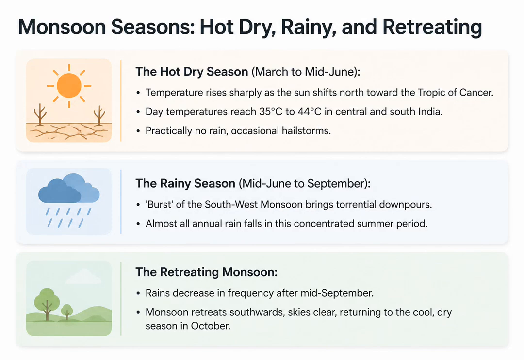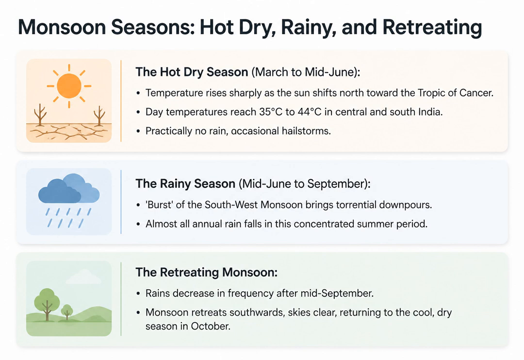Following the winter, we enter the hot, dry season from March to mid-June. As the sun shifts north toward the Tropic of Cancer, temperatures skyrocket, often hitting 44 degrees Celsius in parts of India. The land bakes until mid-June, when we experience the burst of the southwest monsoon. This marks the rainy season.